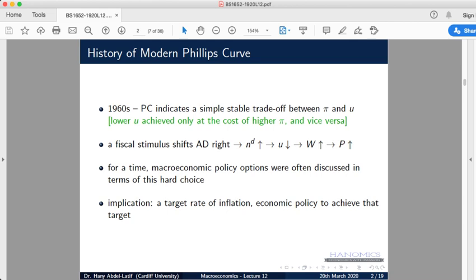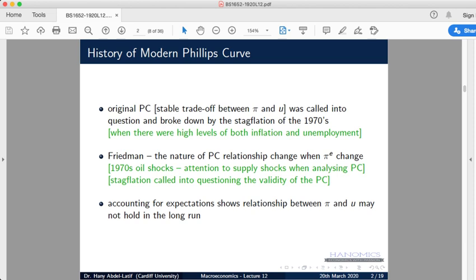But we also explained that in the 1970s, with the oil price shocks, we saw stagflation, where both variables, the inflation rate and the unemployment rate, were high. So that relationship was questioned at that point. After that, economists started bringing expectations into the relationship between the inflation rate and the unemployment rate, as well as supply shocks.